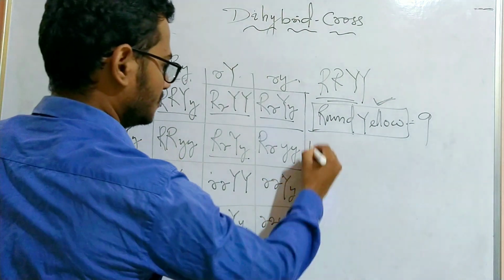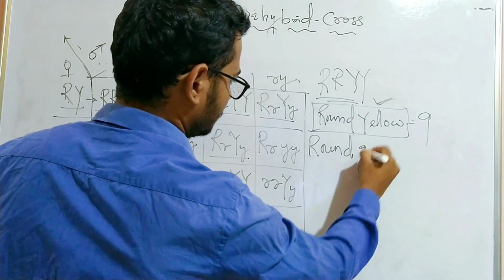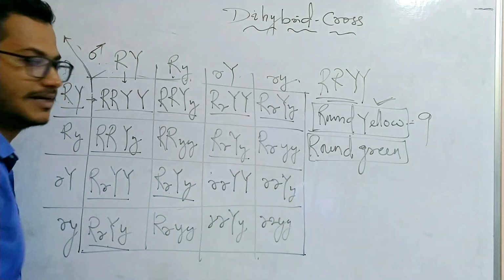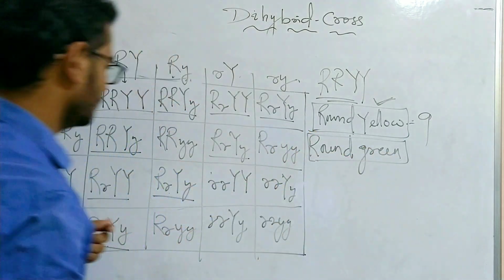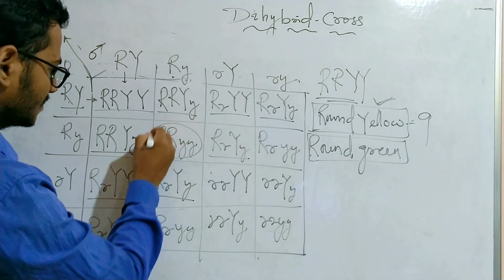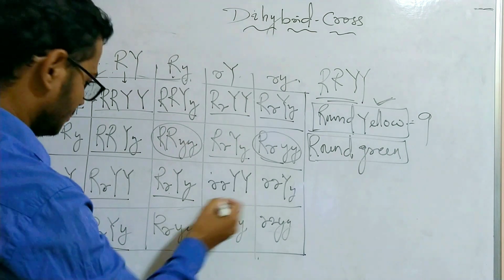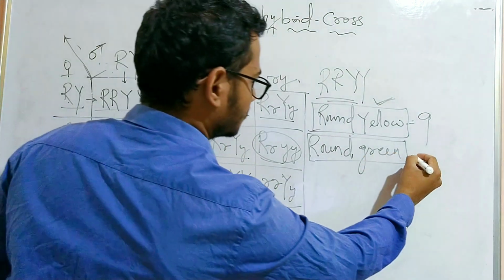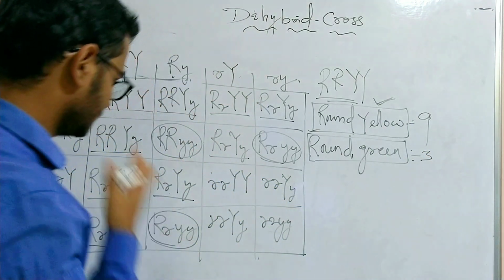Then let's see the next one. Round green. So round is dominant, that is the seed shape, and green, because it is recessive. And let's see how many plants produce round green seeds. One round green, this one is round green, here it is also round green. So there are three plants that will produce round green seeds.